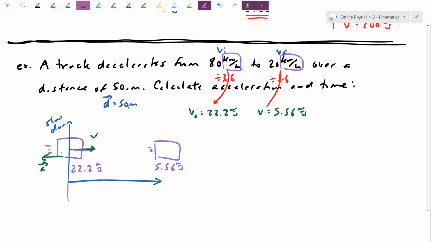It's not like we just stop in our tracks and suddenly come crashing to a halt. It does still take some positive distance for me to come to a stop. And in this case, it takes me 50 meters to gradually glide to a stop. I'm steadily stepping on the brakes, so I know the v naught, the v, and the d. And your goal here is to find the acceleration and find the time.